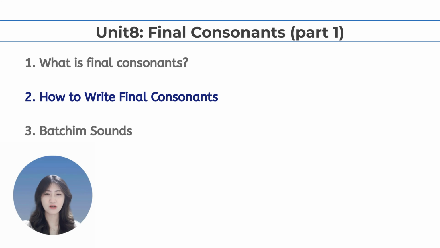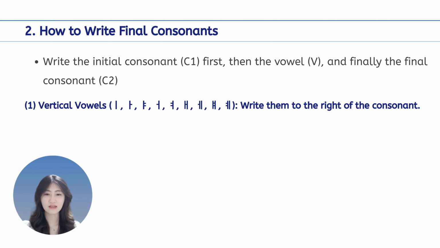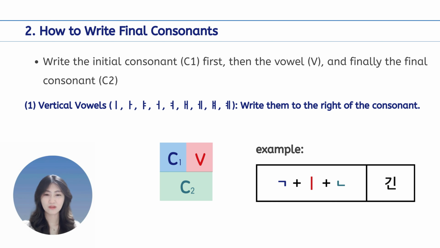Now let's learn how to write syllables with batchim. When a syllable uses a vertical vowel like 이, 아, 오, or 에, write the vowel to the right of the consonant. Then place the batchim at the bottom. Look at the example. First, write the consonant 기역, next the vowel 이, finally the batchim 니은.